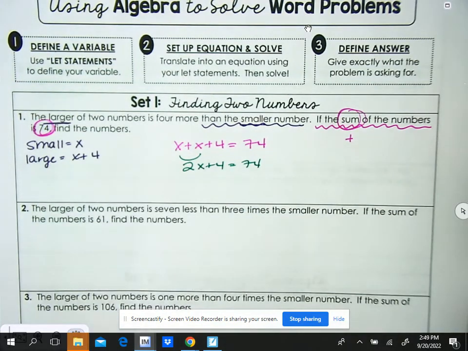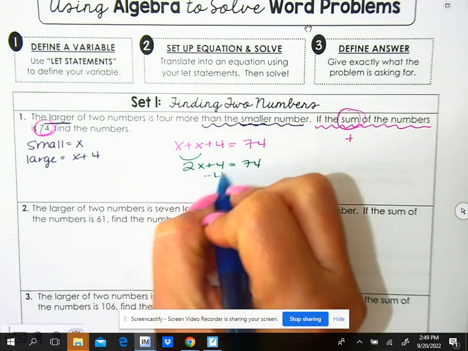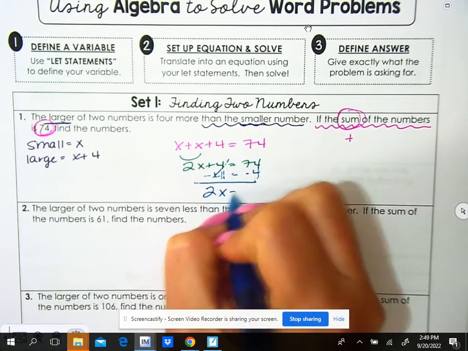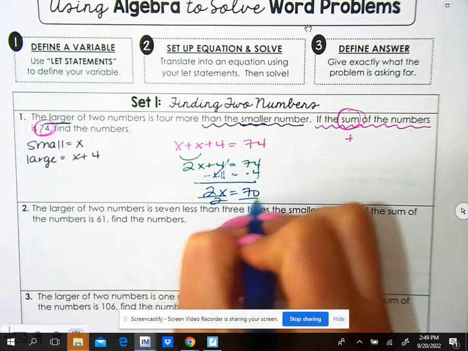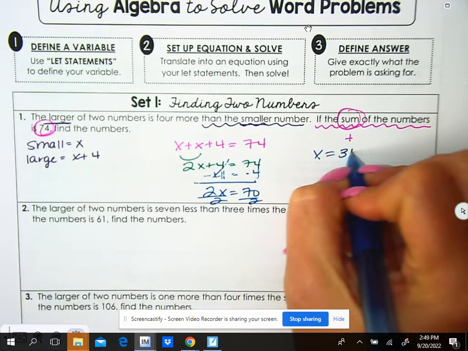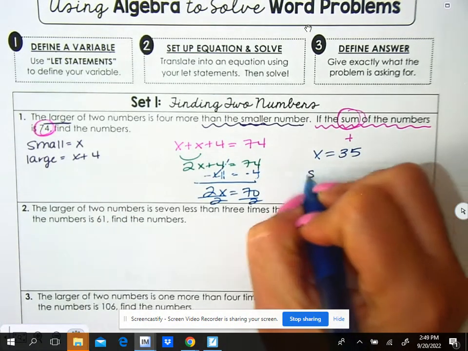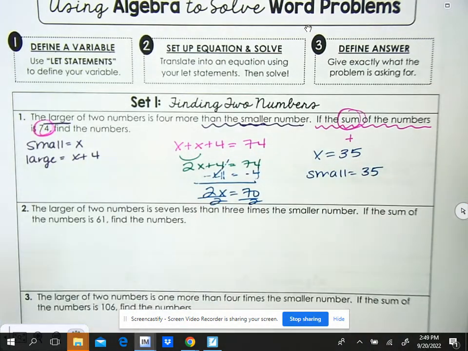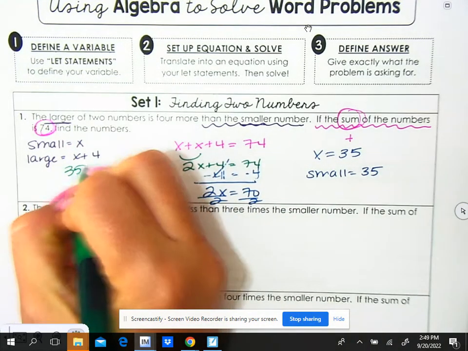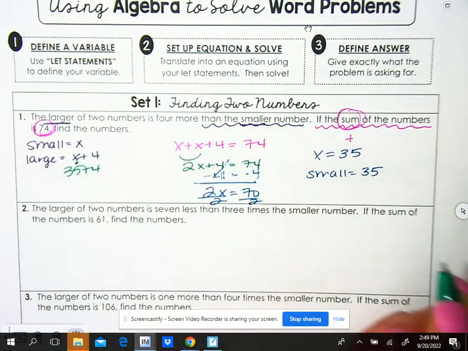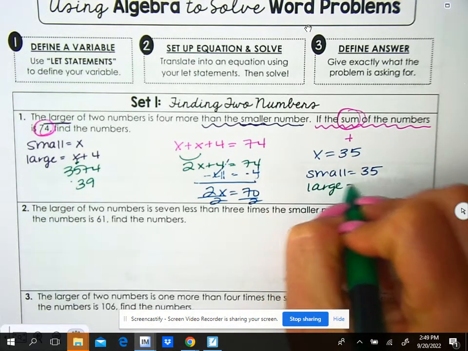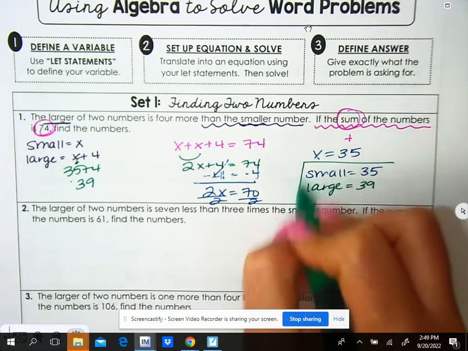So this is a 2-step equation. Remember, we taught y'all over and over again about how 2-step equations are a great deal of what you need. So I have 2x equals 70. When I divide by 2, x is going to equal 35. So my small number is 35. And then to get my large number, I'm going to go back in here and plug in 35 for x. And that makes my large number 39.